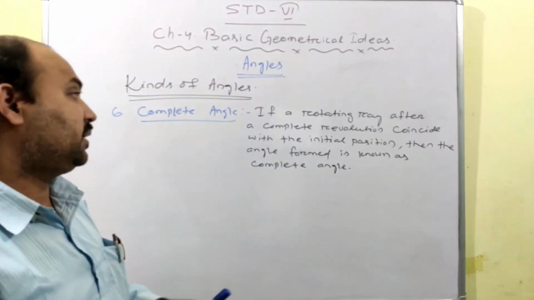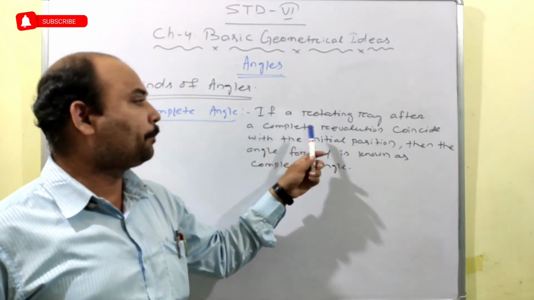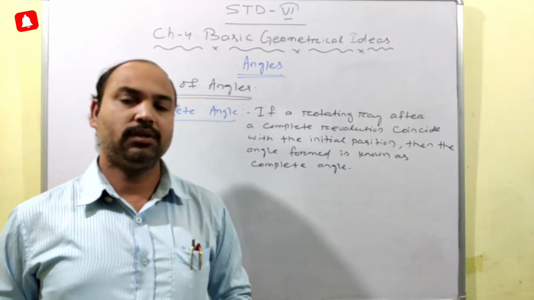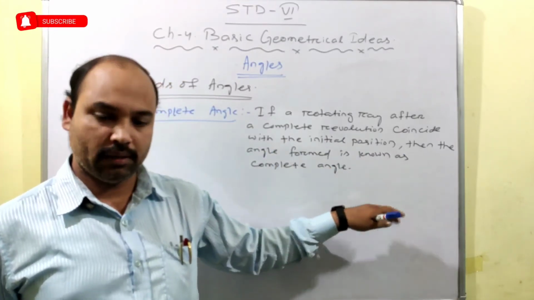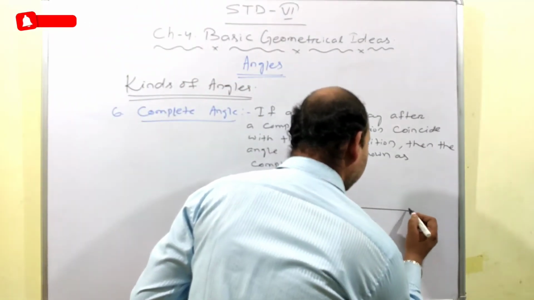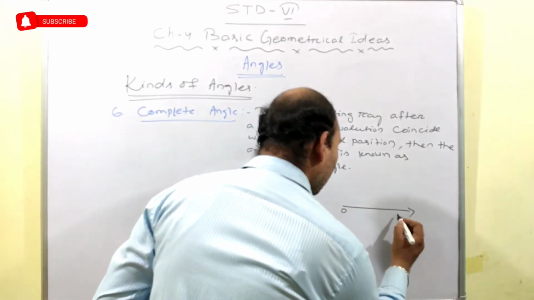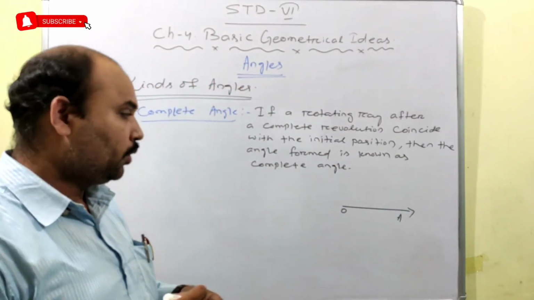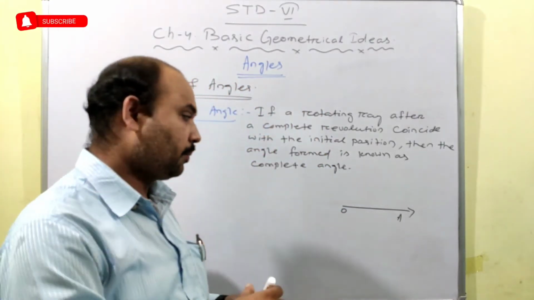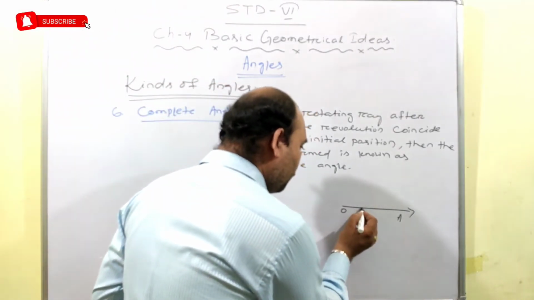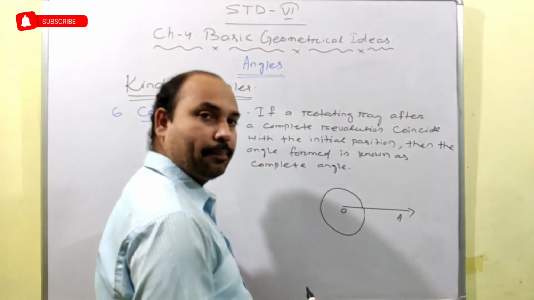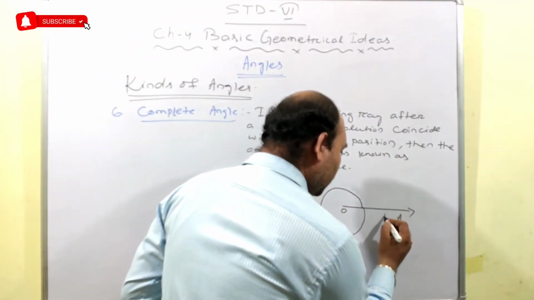Okay, what we can see? If a rotating ray after a complete revolution coincides with the initial position, then the angle formed is known as your complete angle. What do you understand from that sentence? See, suppose it is one ray. It starts from O and OA is a ray. When that ray takes a complete rotation, it means from here it starts and completely moves, then it comes to the same position. Then suppose there is another point, B.